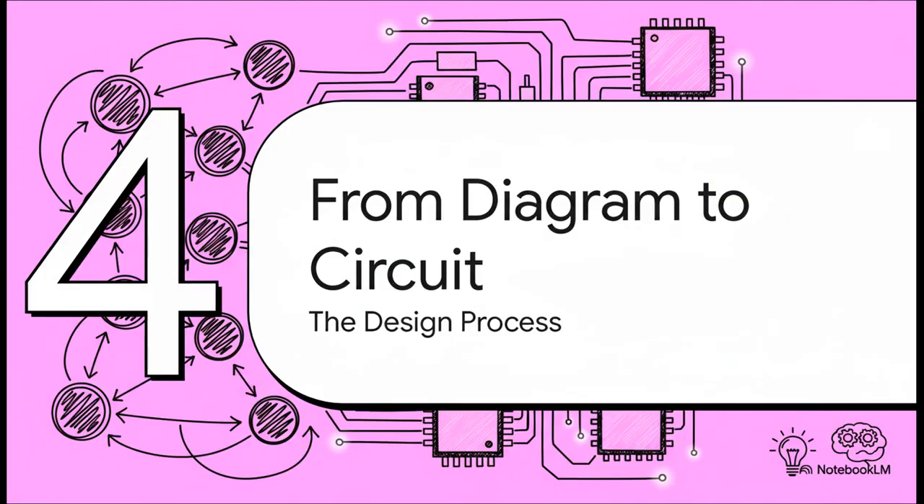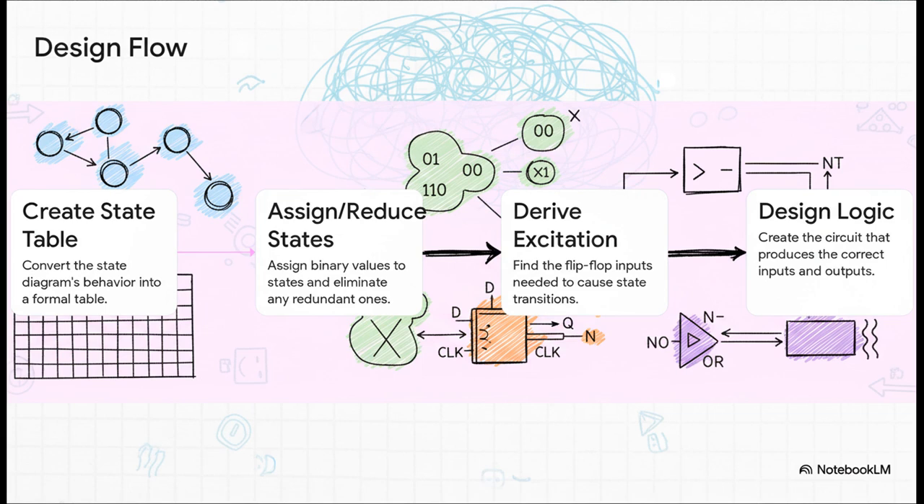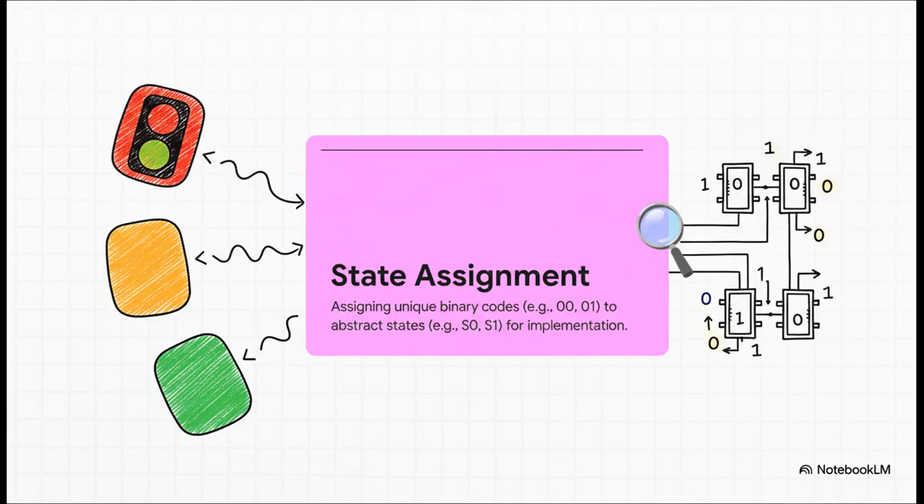Okay, now for my favorite part. Let's flip the script. Enough of taking things apart, let's build something new. This is the creative side of things, where we start with just an idea, a state diagram, and turn it into a real physical working circuit. And you'll notice the design flow is basically the reverse of the analysis process we just talked about. You start with your cool idea, drawn out as a state diagram, and turn it into a formal state table. Next, you assign binary codes to your states. We'll talk more about that in a sec. From there, you figure out exactly what the flip-flops need to do by creating an excitation table. And finally, you use all that information to design the actual web of logic gates that will make it all happen.